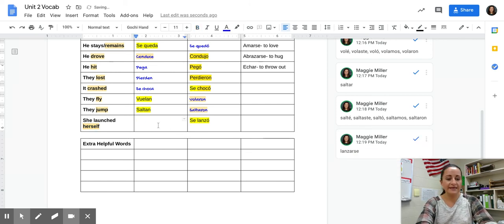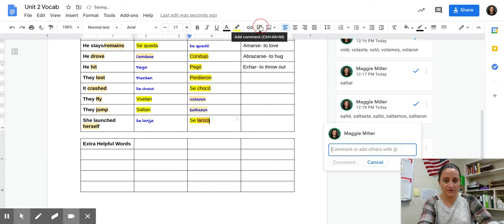Okay, so how would you say he or she launches him or herself? Well, we're going to move the se to the front. Se. And then it's he or she, so lanza. Okay, he or she, se lanza. This is a regular verb in the present tense, so me lanzo, te lanzas, se lanza, nos lanzamos, se lanzan. Preterite tense, then we see se lanzó, which means he or she launched.